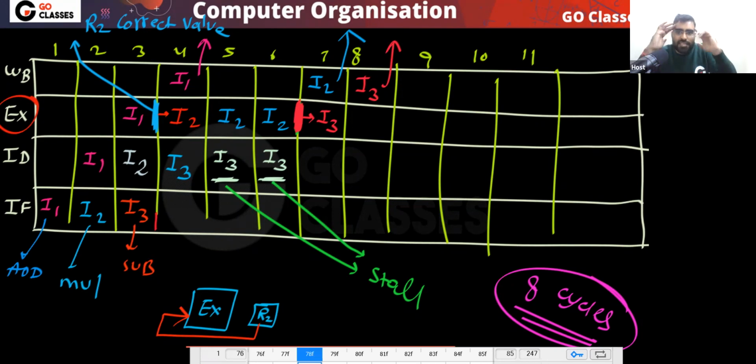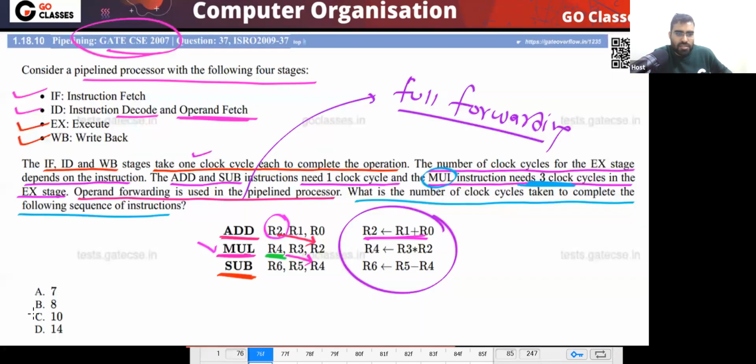That is the reason this diagram is my favorite. This diagram gives you more intuition. One more thing, in this diagram you can never make the mistake of thinking I3 will go, because I2 is stopping you. So this is the complete explanation. The answer will be 8 cycles. I hope you understood. Now let's move on.